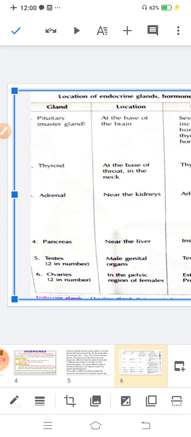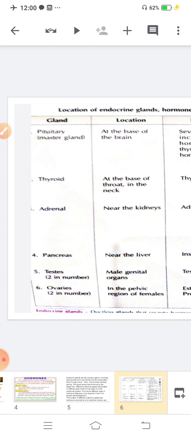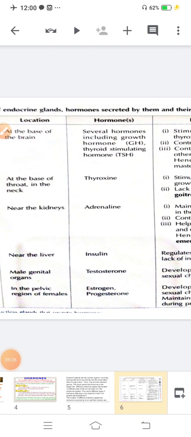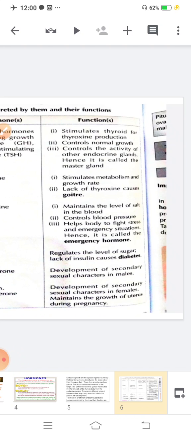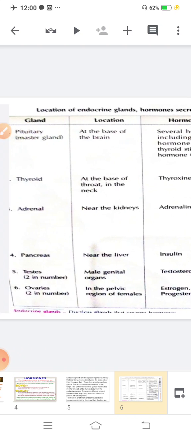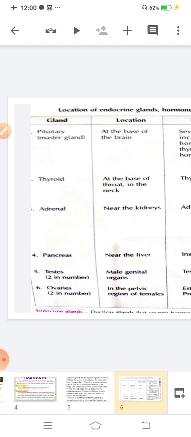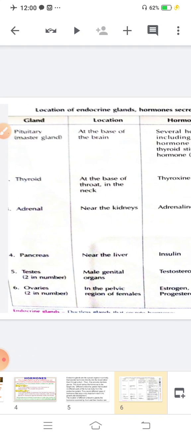Fourth one is pancreas. Location: near the liver. Hormone: insulin. Function: regulates the level of sugar. Lack of insulin causes diabetes. If in your body there is a lack of insulin, you will suffer from a disease, and that disease is known as diabetes, sugar. Clear?